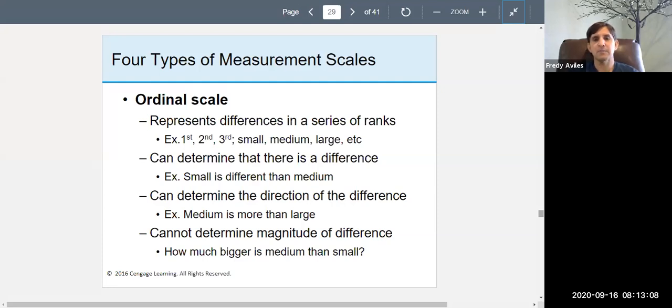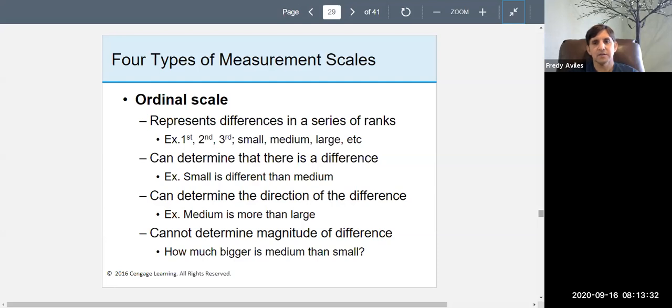And again, I have a typo there. I did correct this. I just have the old version of the PowerPoint here. I guess I didn't upload the new one. But yeah, medium is less than large, okay? Or large is more than medium, okay? So we do know the direction of the difference, but we cannot determine the magnitude of the difference. We don't know how different one is from the other.